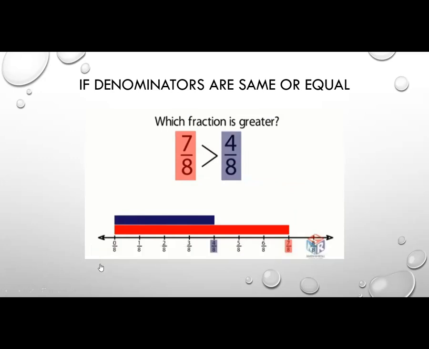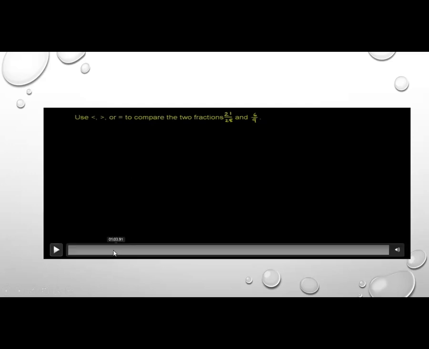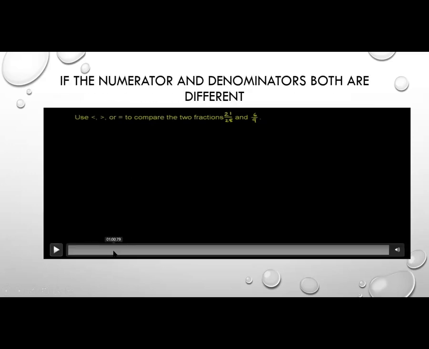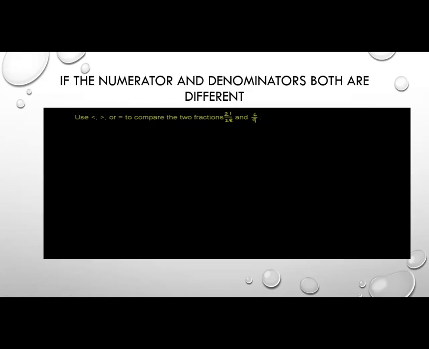Alright students, here we have if denominators are same or equal. When we summarize it, we will compare fractions by numerators. The greater the numerator, the greater the fraction will be. And you have already checked the examples as well. Number three is, if the numerator and denominators both are different.